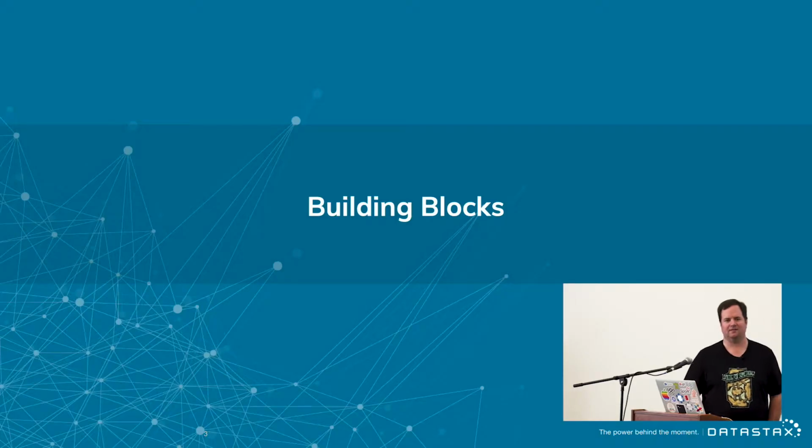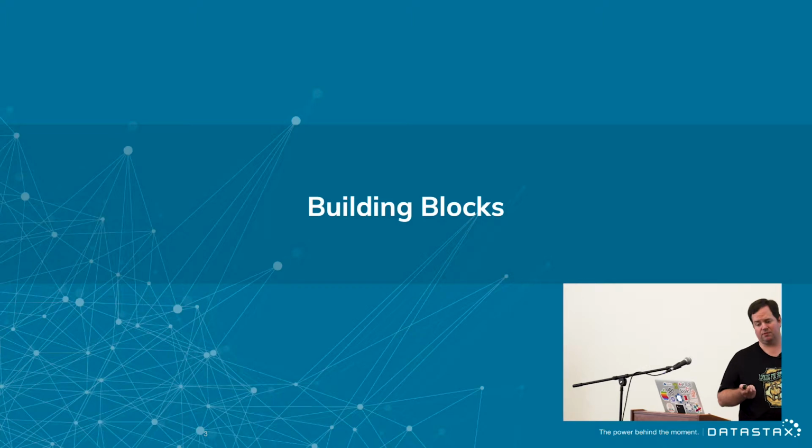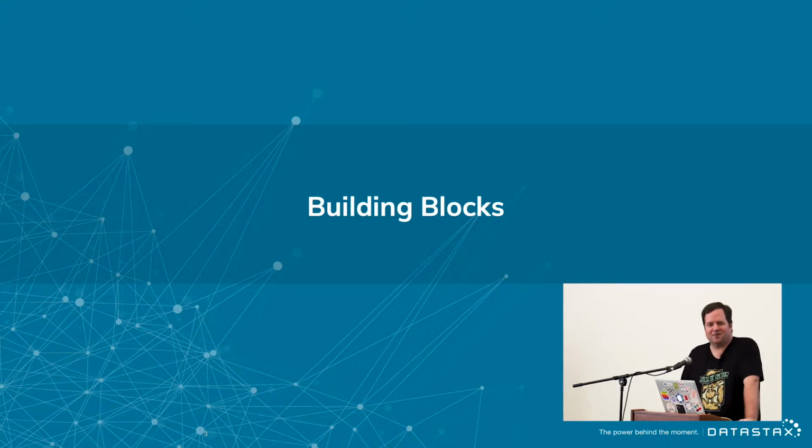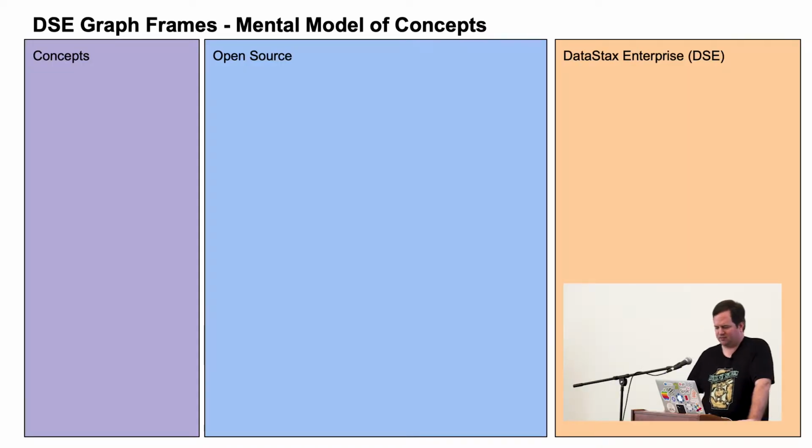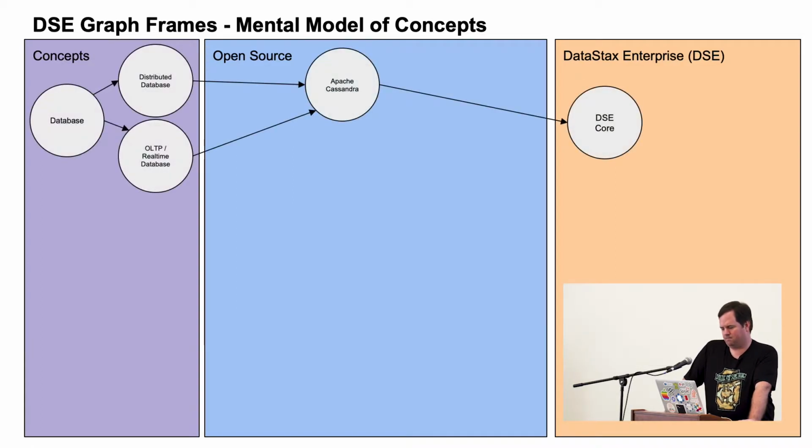So building blocks. When I'm talking about GraphFrames, GraphFrames is an Apache Spark project. That's a way to do analytical work against a graph model. And so the roots of GraphFrames to me are pretty deep, and I think it's kind of interesting. So I tried to think of the best way to represent that, and I thought a picture would be good. So I came up with this kind of model.